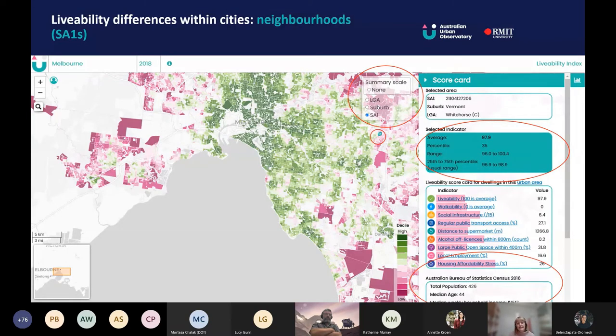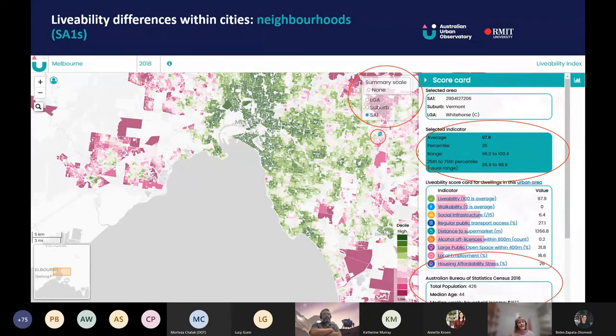And in this example, I've clicked on an area which happens to be within the local government area of Whitehorse in outer eastern Melbourne, within the suburb of Vermont. And you can see there's a particular SA1 or neighbourhood area that's been selected. For this one, we're looking at the livability index result. And for livability, we score it at 100 to be about average, and anything below 100 is below average, above 100, above average. So you can see for this area here that 97.9 is the score that comes up on the livability index for this particular neighbourhood.